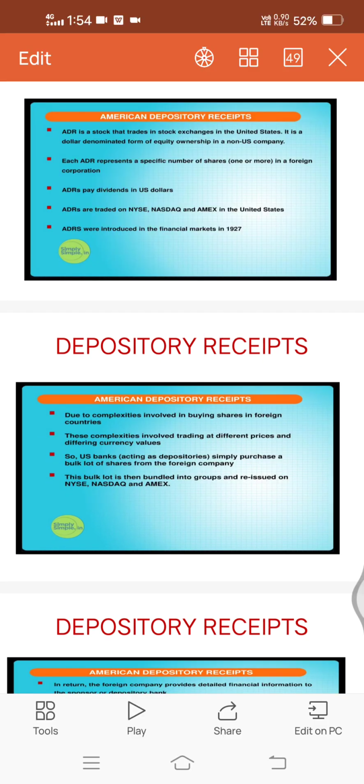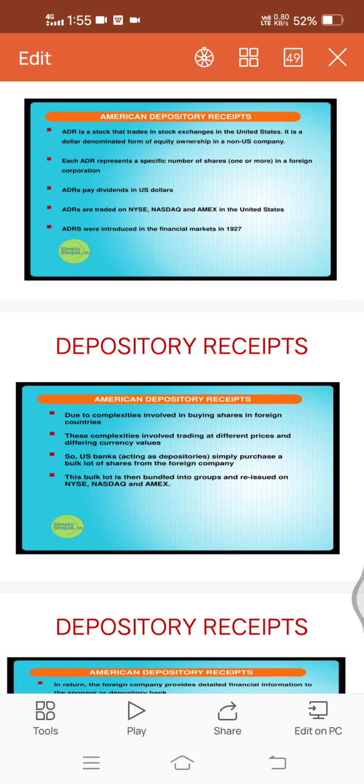Then the second type is American Depository Receipt, that is ADR. ADR is a stock that trades on stock exchanges in the United States. It is a dollar denominated form of equity ownership in non-US companies.